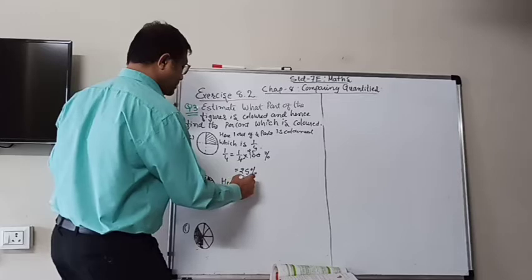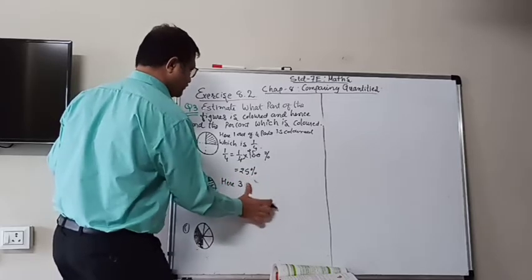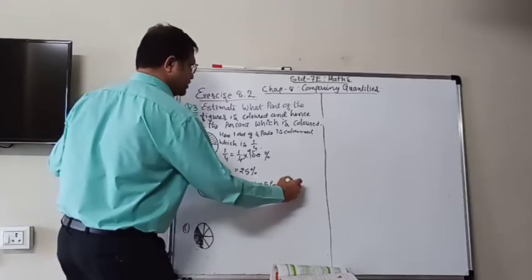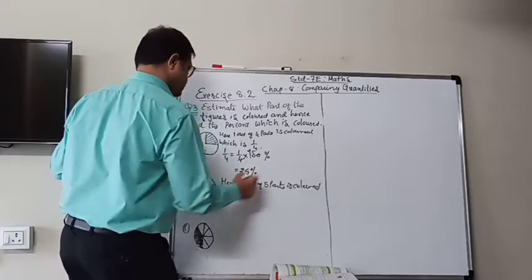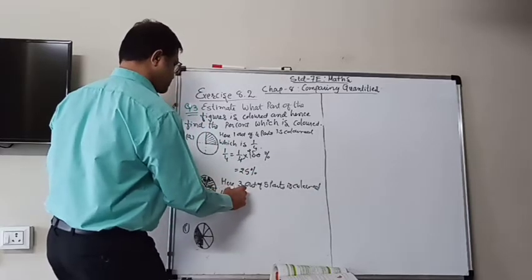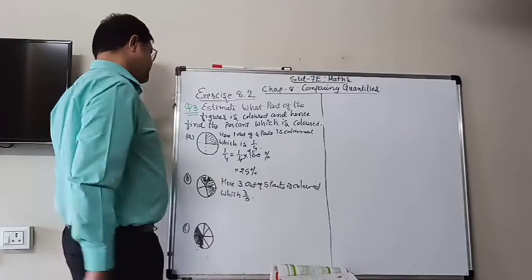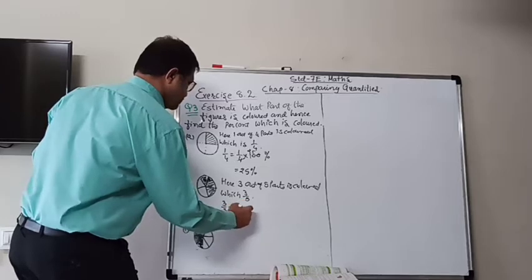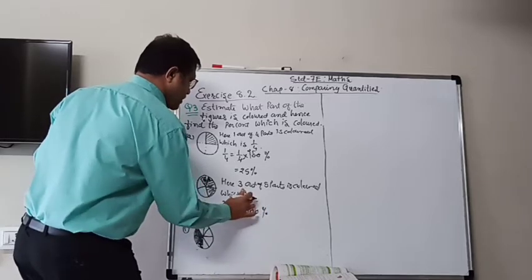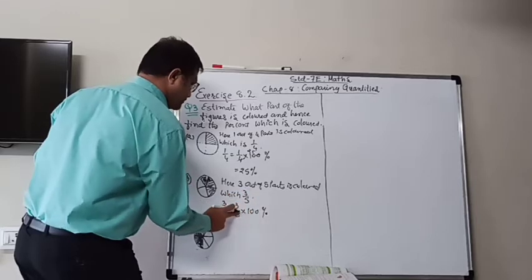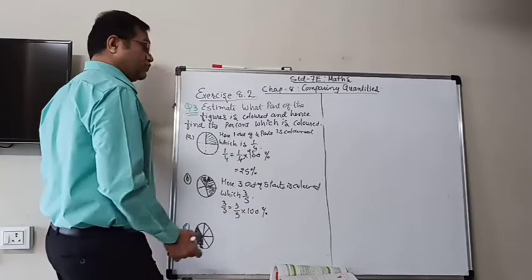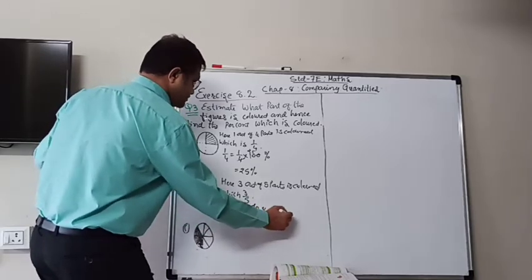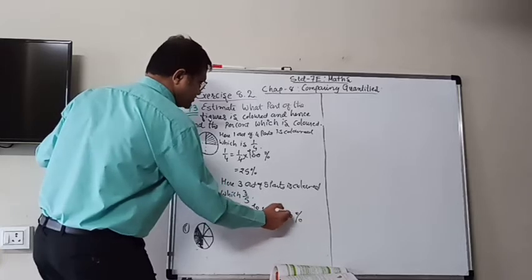Here 3 out of 5 parts is colored, which is 3 upon 5. So now 3 upon 5 multiplied by 100%. Now if you cancel it, 5 twenties are 100 and 3 twenties are 60. So your answer is 60%.